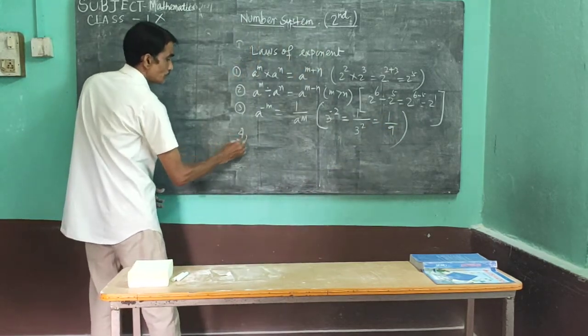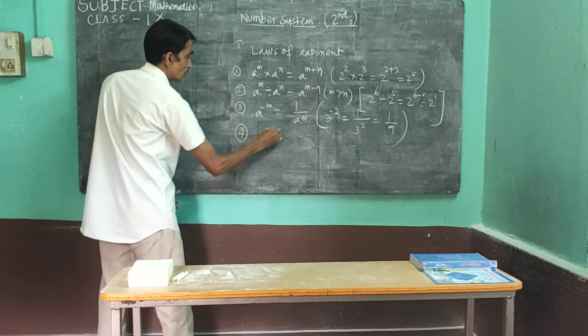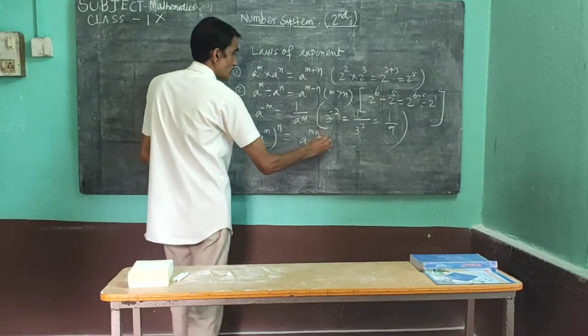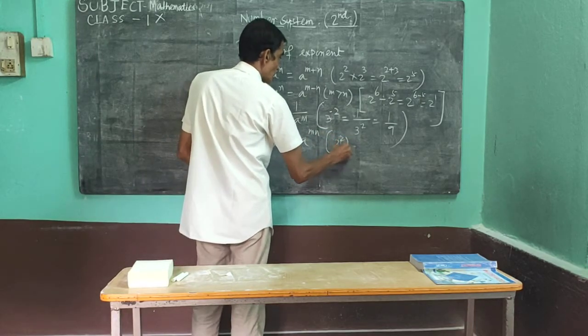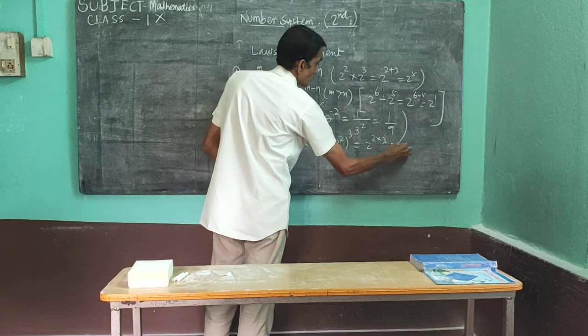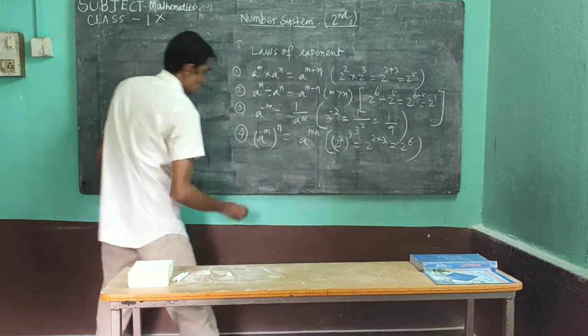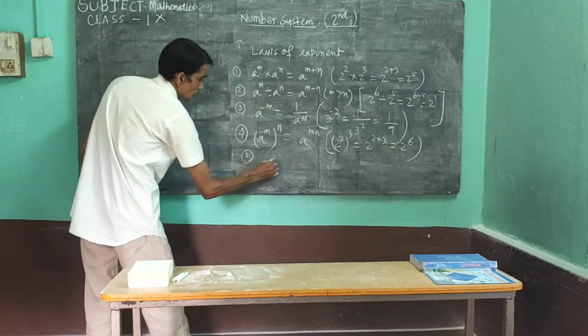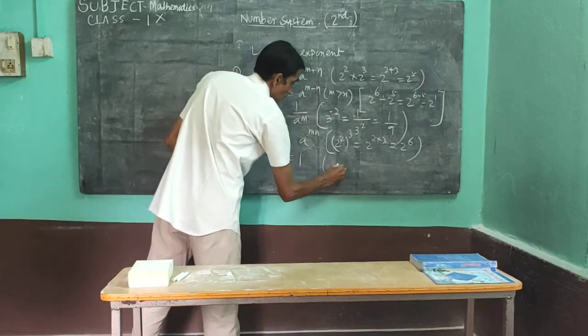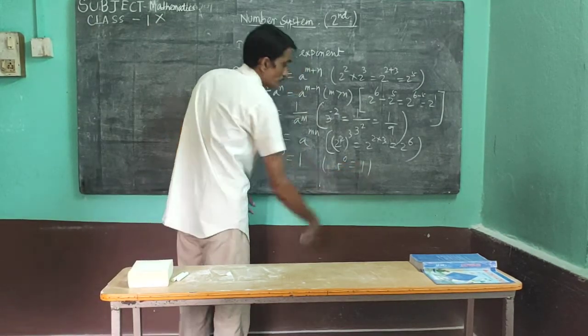Then the fourth one: a power raised to a power, multiplied repeatedly, your answer is a to the power mn. Example: 2 square whole cube is 2 to the power 2 into 3, which is 2 to the power 6. And the fifth one: a to the power 0, answer is 1. 5 to the power 0 equals 1.